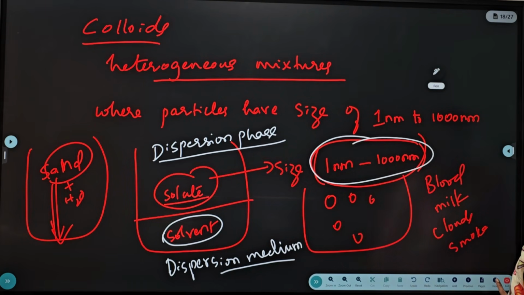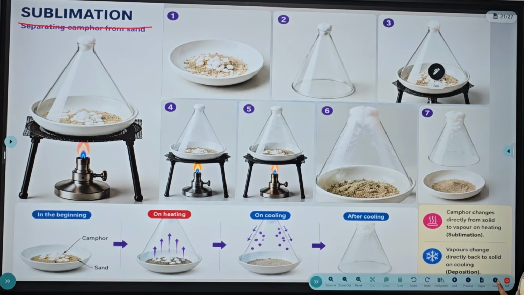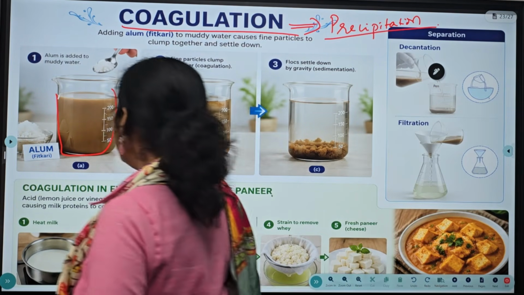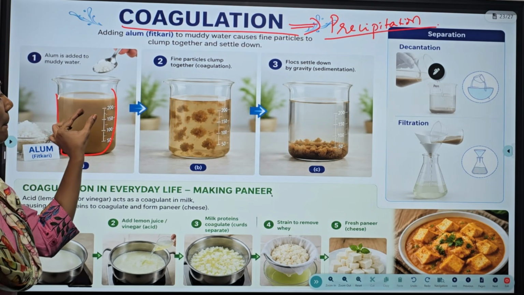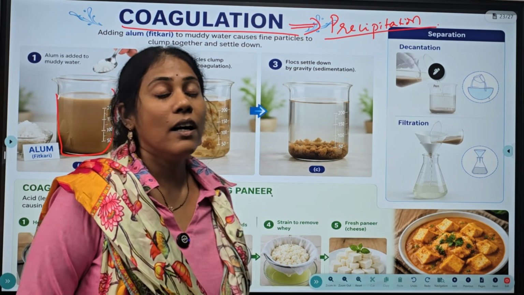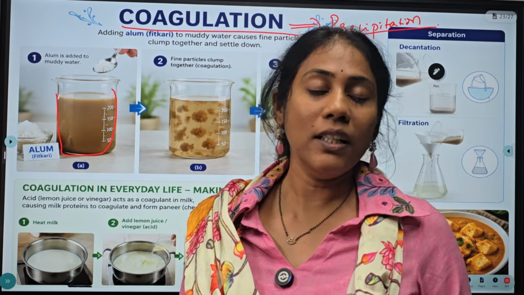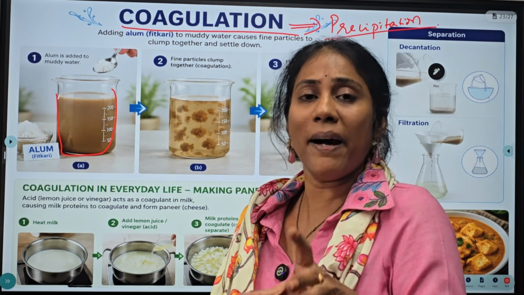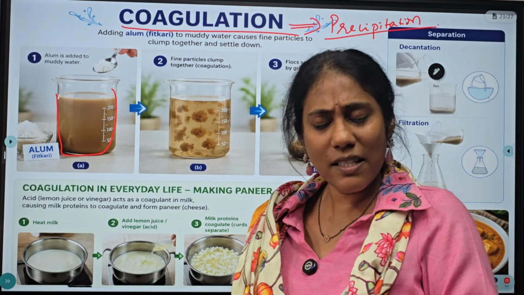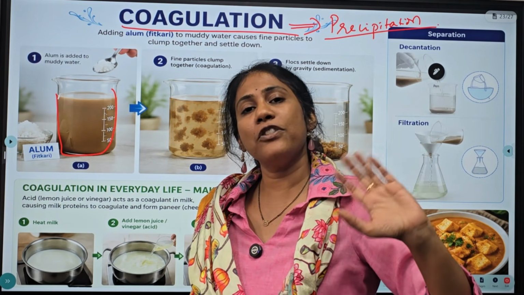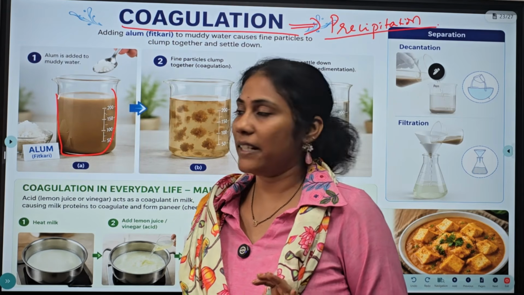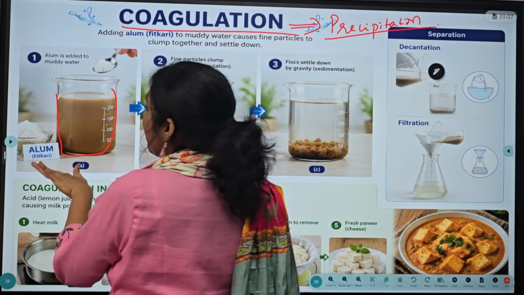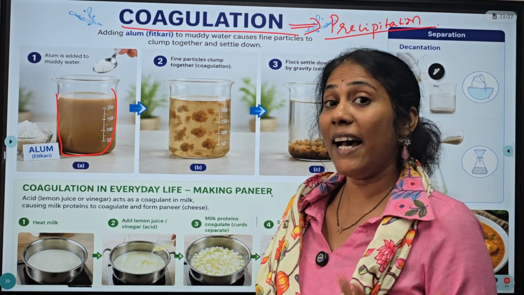Now, after understanding dispersion phase and dispersion medium: here the mud particles are the dispersion phase, and the water is the dispersion medium. Maybe some components of the mud are actual colloidal particles, falling under a size range of 1 nanometer to 1000 nanometer. Our intention is to separate the mud from clear water. That is the agenda here.